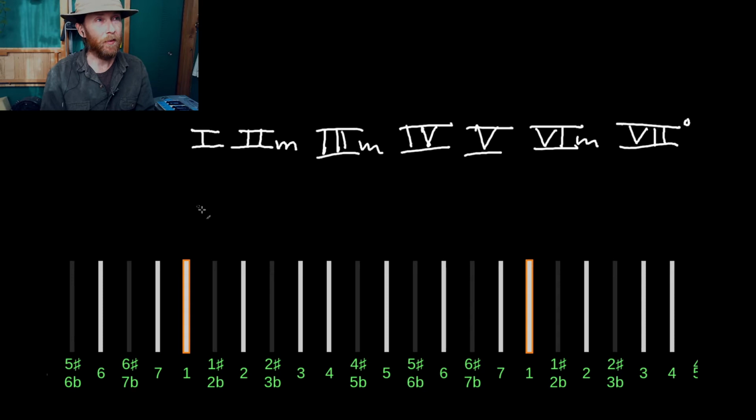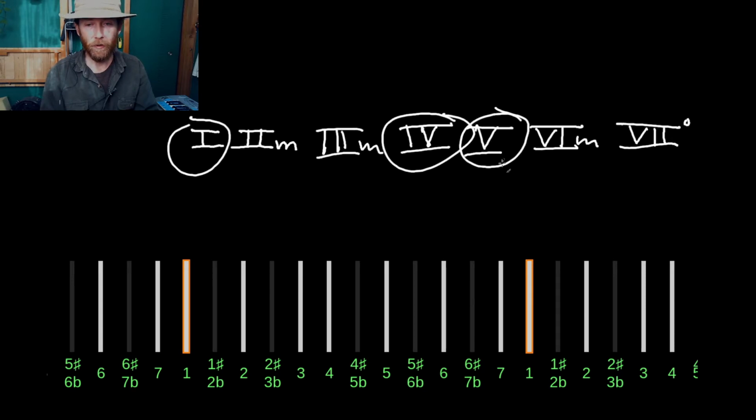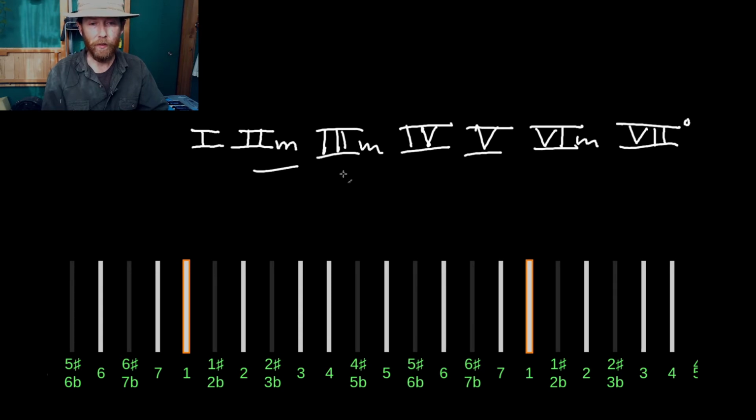The way you can remember it, the way I remember it at least, is that the 1, the 4, and the 5 are major chords, and the 2, 3, and 6 are minor, basically. But I just remember the 1, 4, and 5.